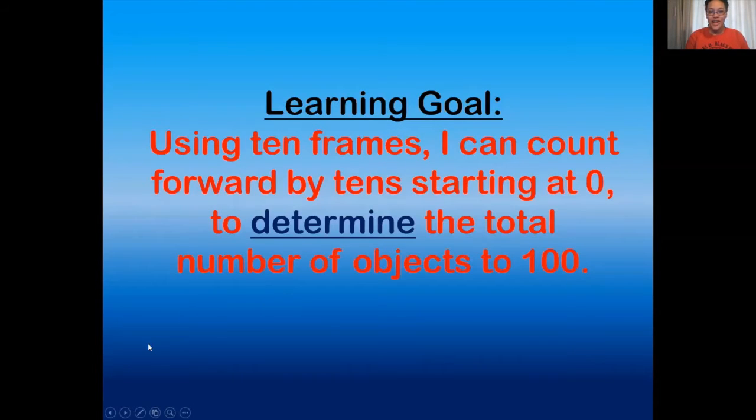Our learning goal for today is using 10 frames, I can count forward by tens, starting at 0 to determine the total number of objects to 100. Let's look at our learning goal. So that means the tool we're going to use is 10 frames, and we're going to be able to count forward. So today we're going to show our answer to find the total number of objects as we're counting to 100. Okay.